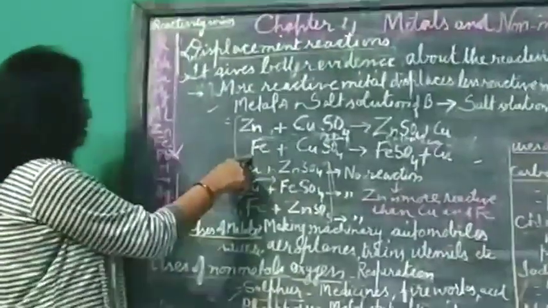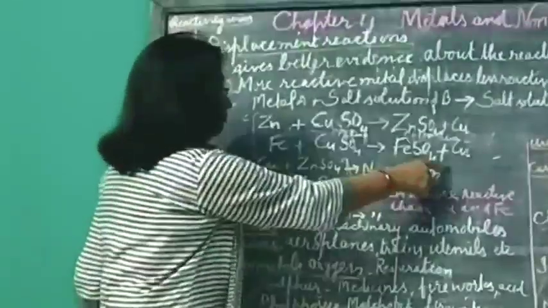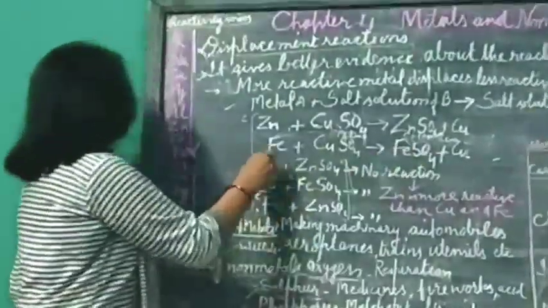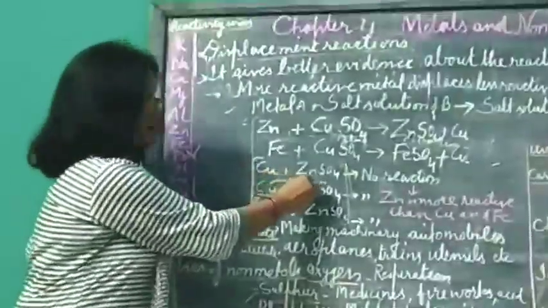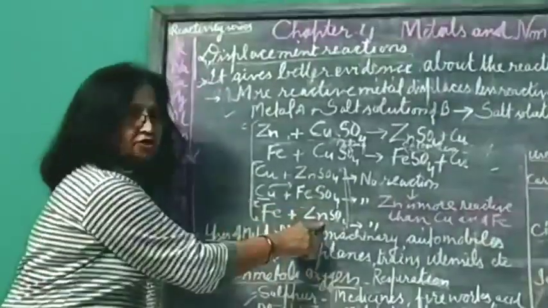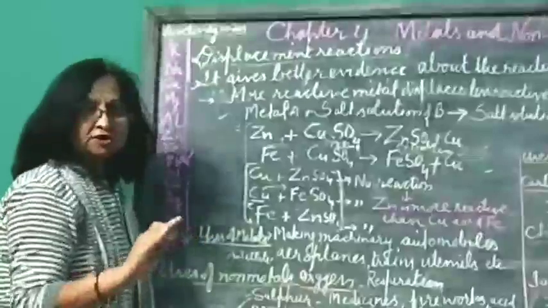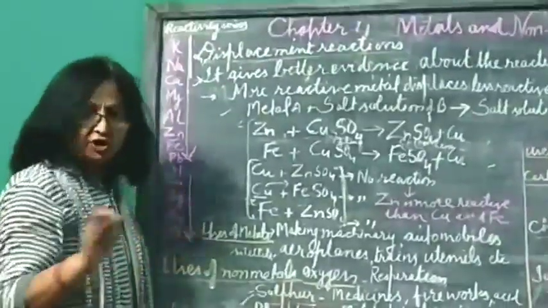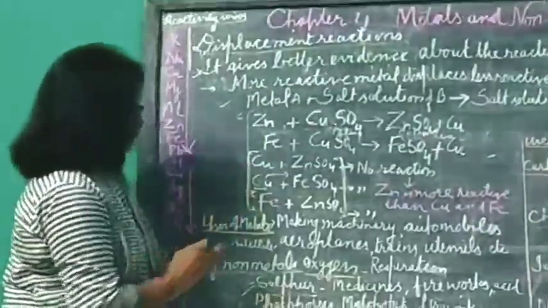Again, here an iron layer is there. It will react with copper sulfate. FeSO4 will be formed and copper will be deposited. But in the three reactions, if you see, copper reacting with zinc sulfate, copper reacting with FeSO4, and Fe reacting with zinc sulfate, in these three reactions no reaction will take place. Means no change of color will be there. So what is the reason?